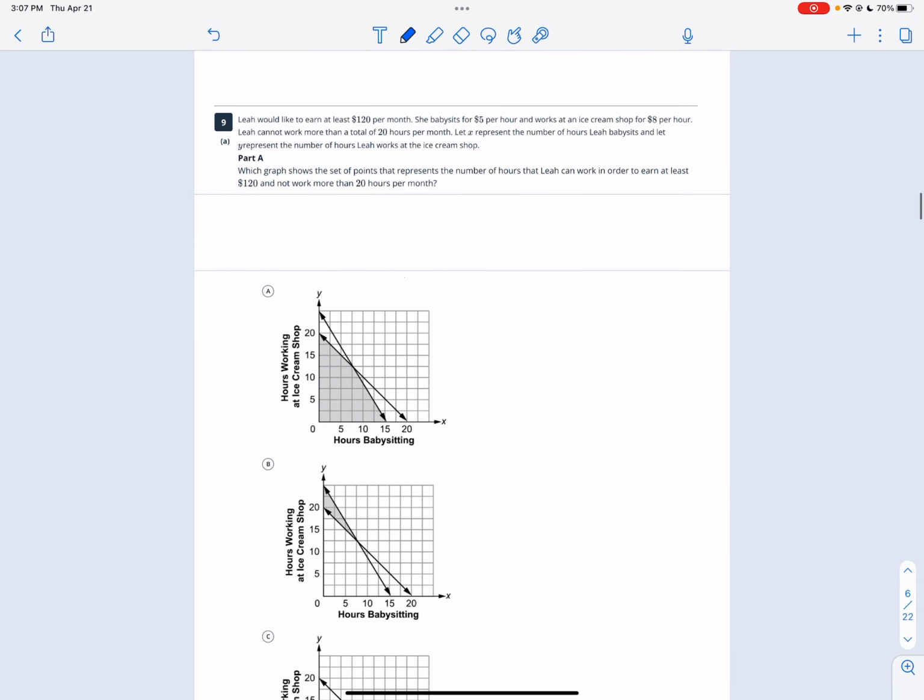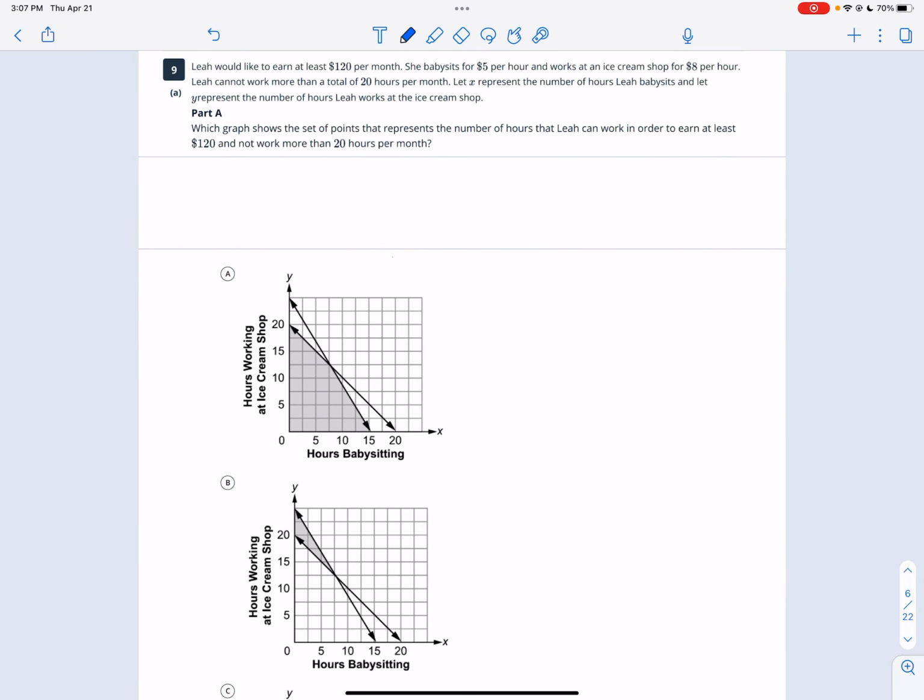Now this one looks hard, but it's actually not so bad. It is a system of inequalities, but we can actually get through a lot of this with process of elimination without actually graphing them because it's multiple choice. Leia would like to earn at least $120 per month. She babysits for $5 per hour, and then she works at an ice cream shop for $8 per hour. Leia cannot work more than 20 hours per month.